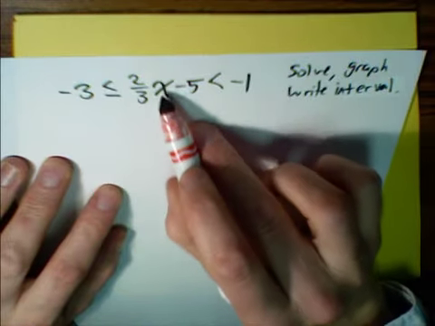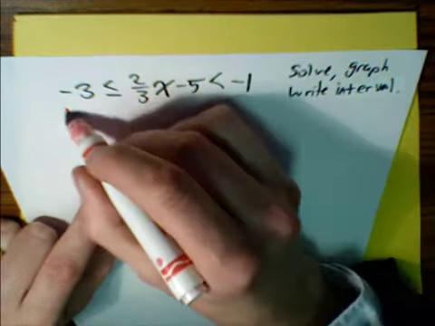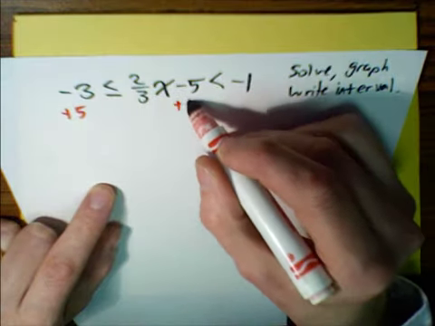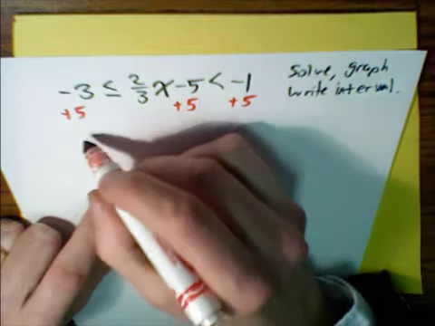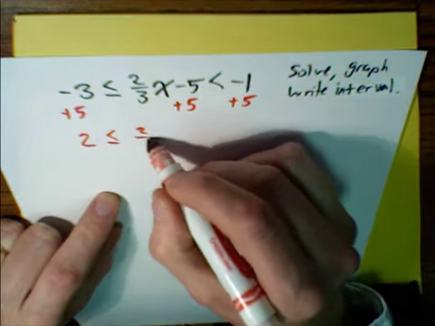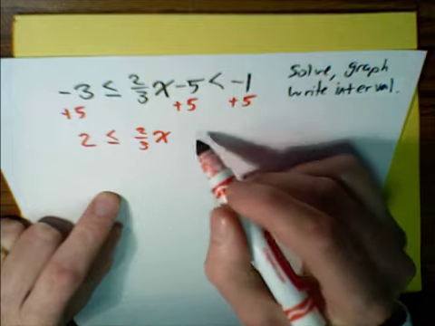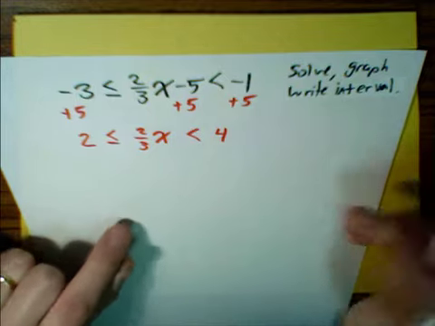So we're going to start essentially by saying, how do we get x by itself? Well, we're going to start by adding 5 to all three parts. Negative 3 plus 5 is a 2. The less than or equal to sign stays. 2/3 x. The less than sign stays. Negative 1 plus 5 is 4.